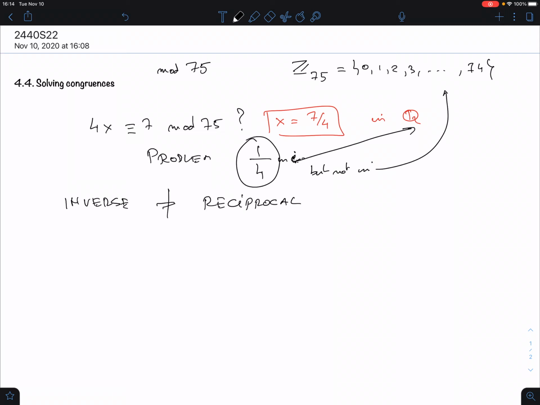Now, the issue, therefore, is, well, perhaps inverses don't always exist. Well, in fact, we know that inverses don't always exist because even in the rationals, 0 is the number that is the only number that has no inverse. In Z75, there are other numbers that have no inverse. For instance, let me give you a number. So not all numbers in Z75 have an inverse.